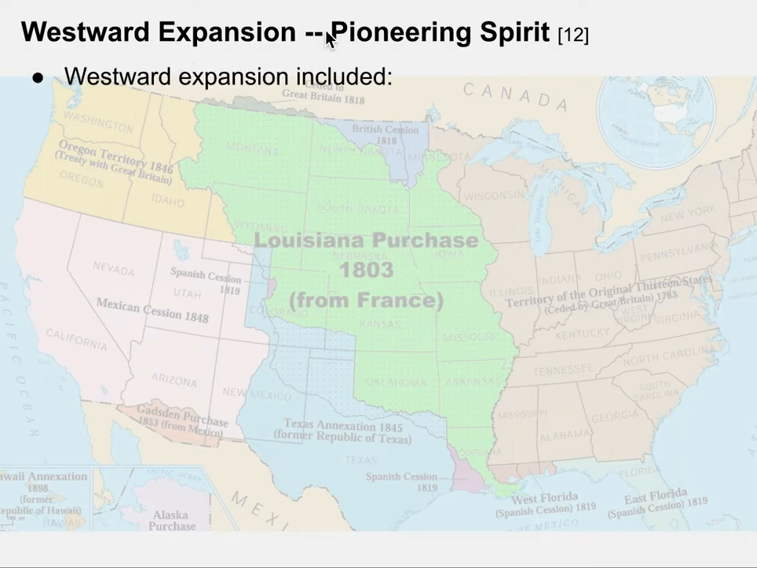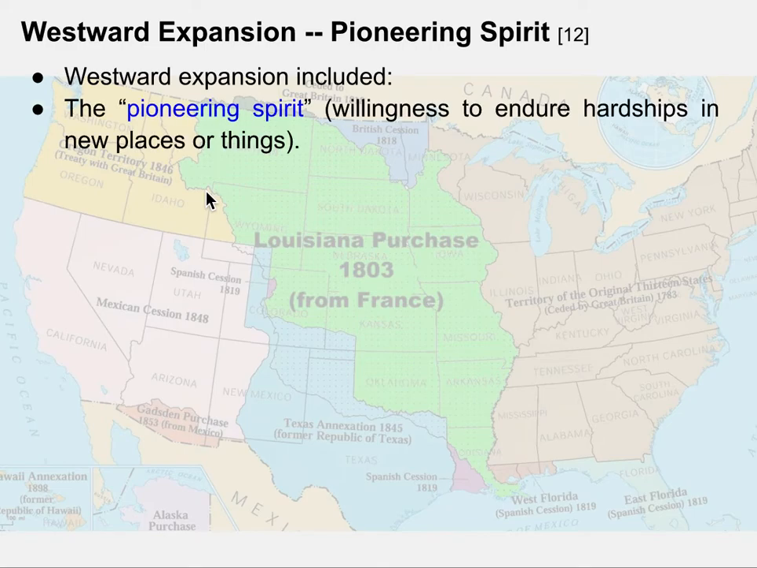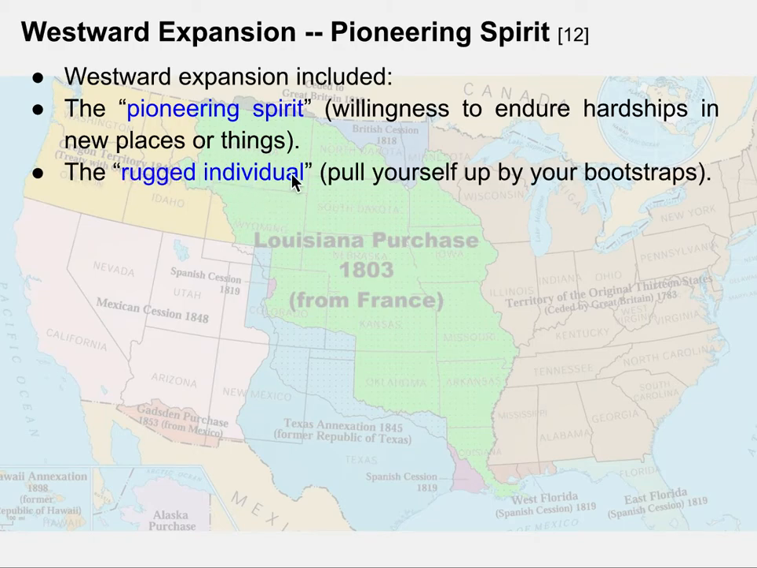So with westward expansion was also the pioneering spirit. That is basically the willingness to endure hardships in new places or things. The trailblazers. And with that came the rugged individual, meaning this is the idea of, hey, pull yourself up by your bootstraps. I mean, this sort of goes hand in hand, right? If you're going out somewhere, new places and new things in the wilderness, you're going to have to be a person that pulls themselves up by the bootstraps. So this sort of goes hand in hand.